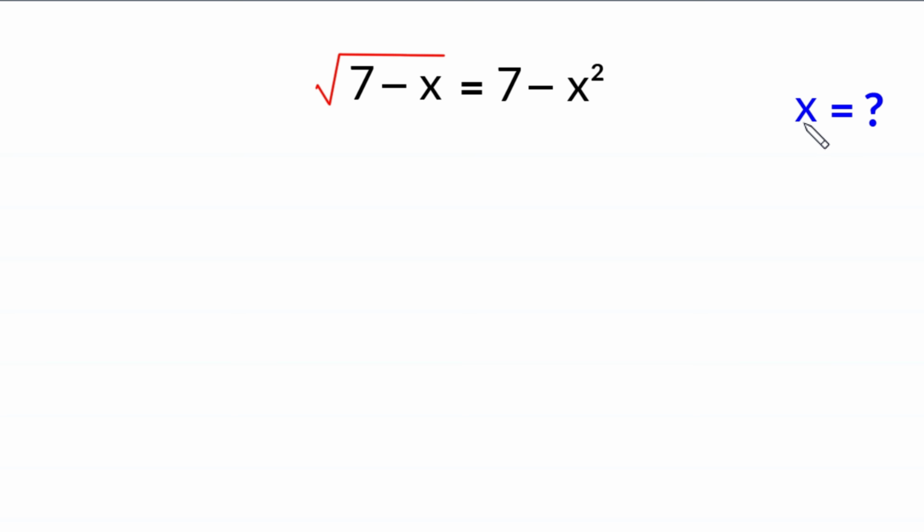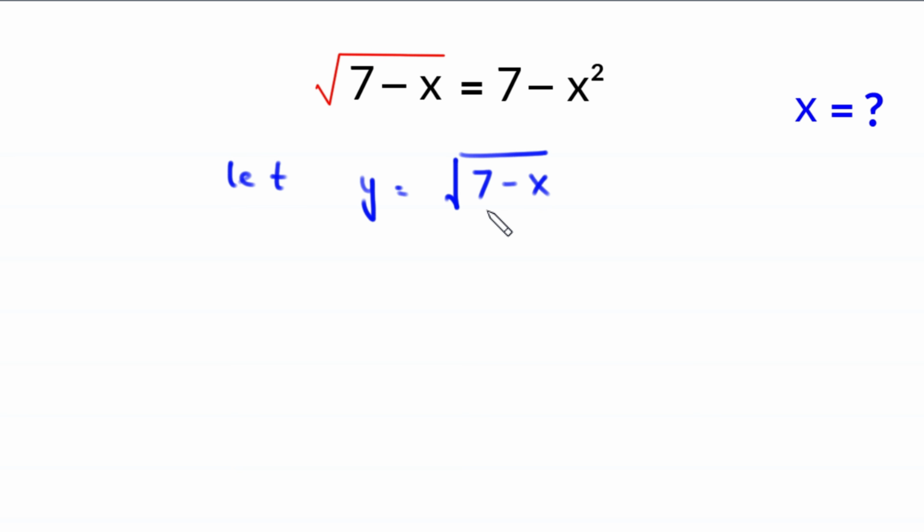So let's start. If we square both sides of this equation, then we get a fourth degree equation, and solving that fourth degree equation is too complicated. So to avoid dealing with that fourth degree polynomial, we suppose that y is equal to this expression, the square root of 7 minus x.